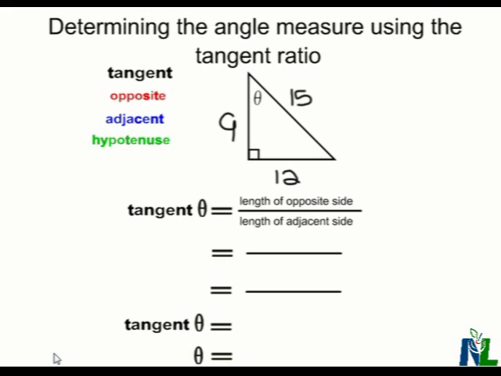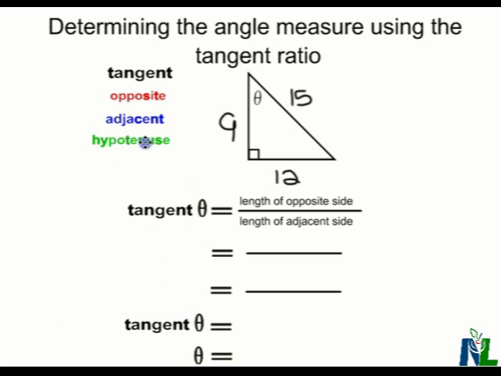So we're going to use the tangent ratio, which we know from our previous videos and from in-class work: tangent is the length of the opposite side over the length of the adjacent side. So the first thing we have to do is identify the opposite and adjacent side.